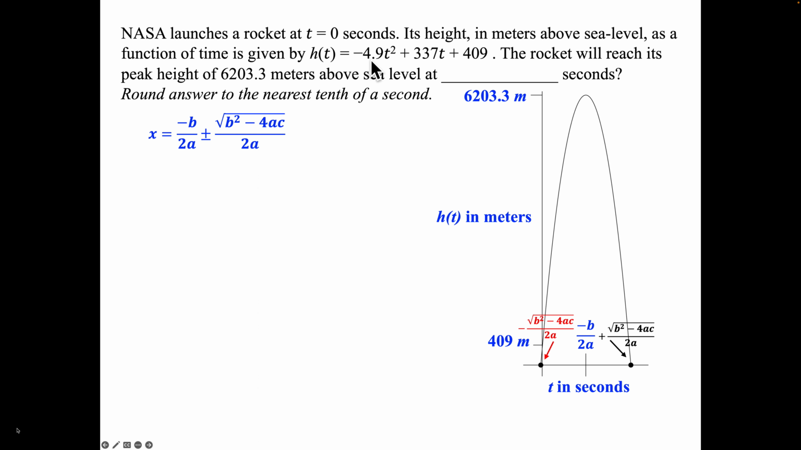So understanding how the graph of a quadratic equation works, we only have to find this part right here. So a is the negative 4.9, b is the 337, so negative 337 over 2 times negative 4.9. We'll let the calculator crunch the numbers. We get 34.4 seconds, and you're done. You do not have to set this equal to this number here and work with an ugly equation to find the value. It's right here. It's going to happen at negative b over 2a. Right up there is when it reaches its highest point. And that concludes our 9.5.